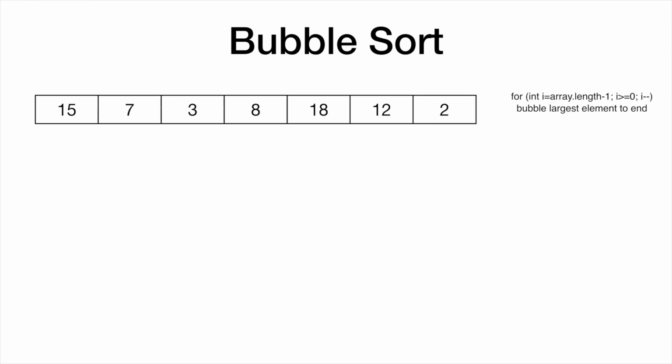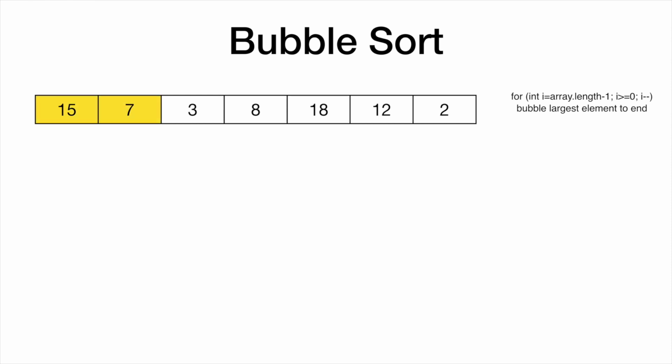But it does that by swapping only neighbors, right? So instead of going through and finding the max, as it's going through, it's actually finding subsections that are sorted incorrectly. So let's see how that works real quick.